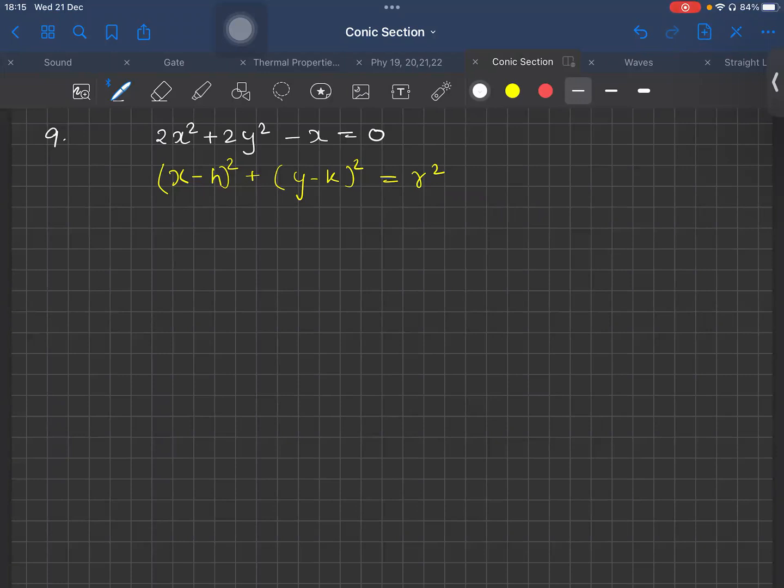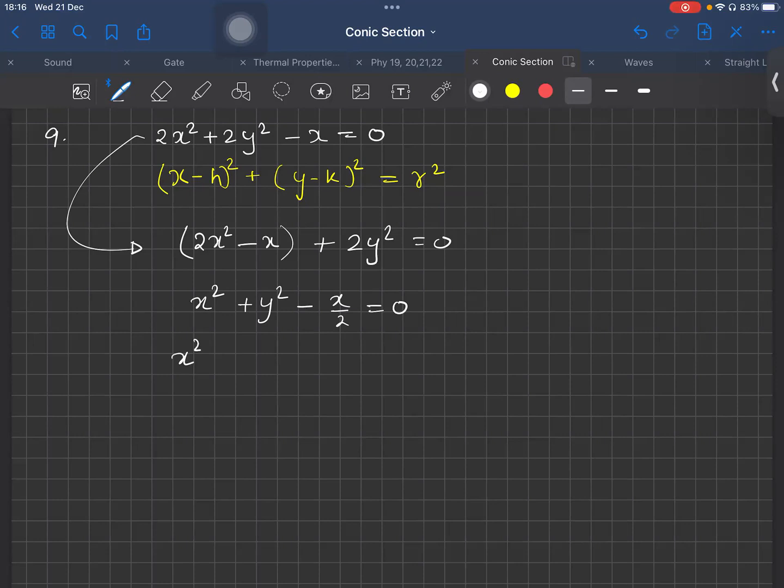Question number 9. How can you write this equation in perfect square form? Tell me. See, two equations are together, right? So 2x square minus x plus 2y square is equal to 0. You cannot write this in perfect square form. You can divide it by 2 also if you want. If you are not comfortable, just divide it by 2. Okay. So write down x square plus y square minus x by 2 is equal to 0, or x square minus x by 2 plus y square is equal to 0.